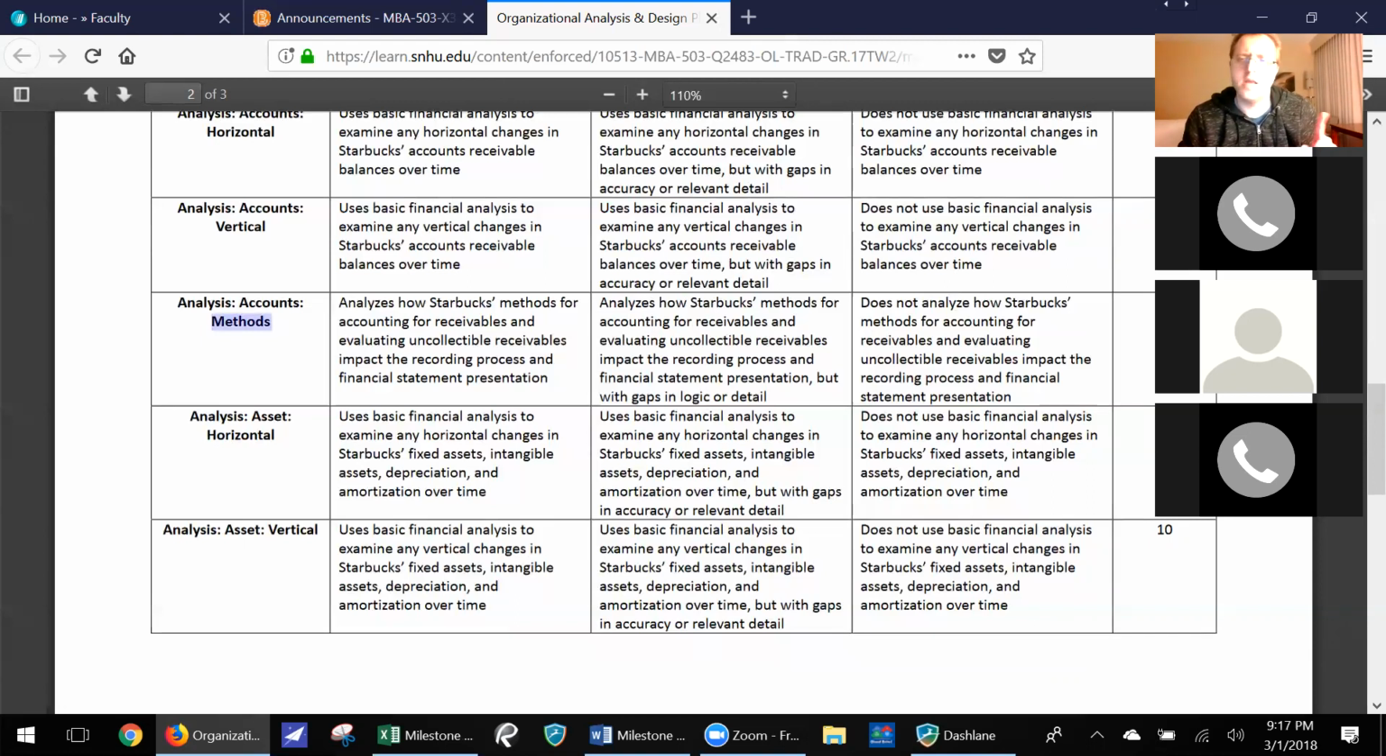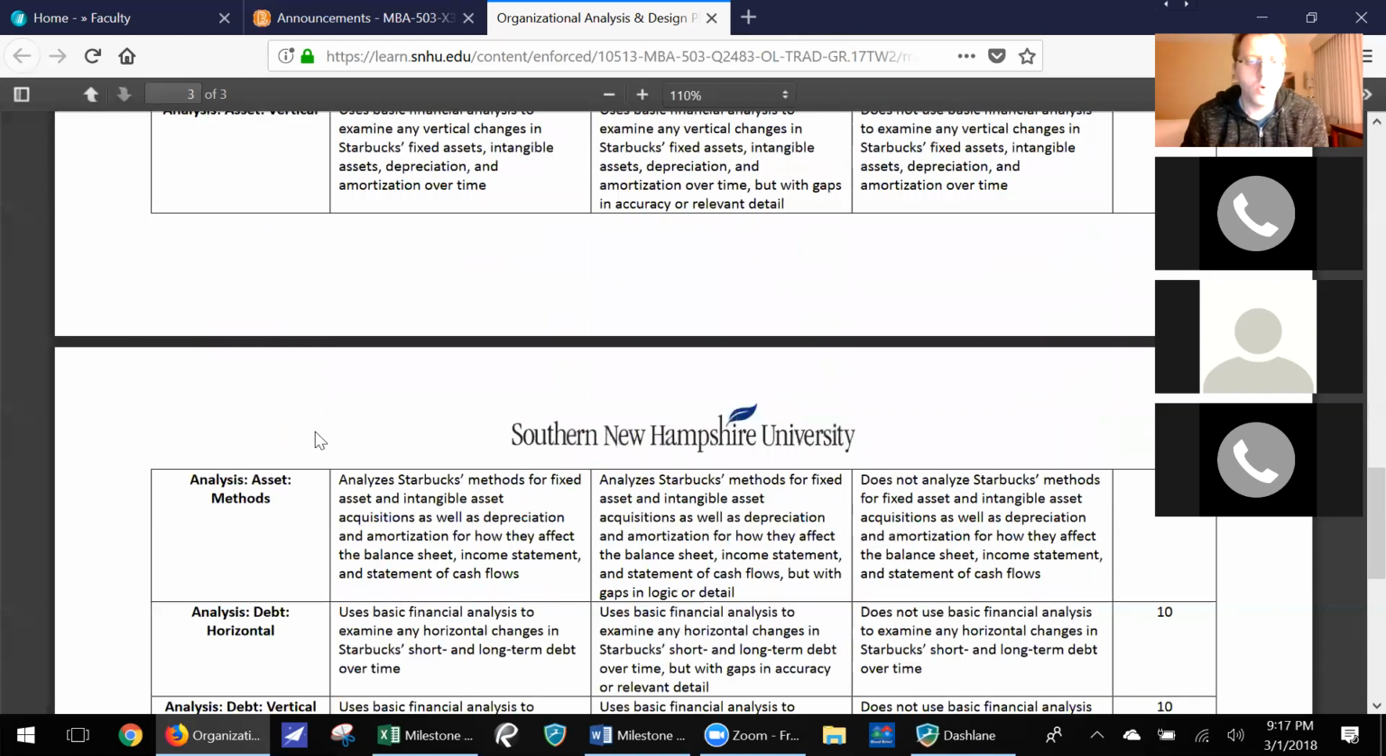And pay attention to debt. Debt usually has a big section on its own. It's one of the most important pieces of the financial statements. Okay, well, that's all I have.